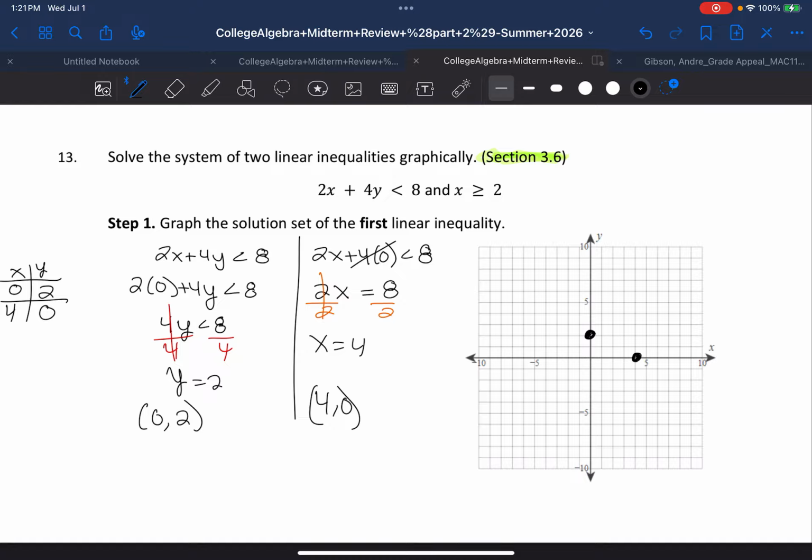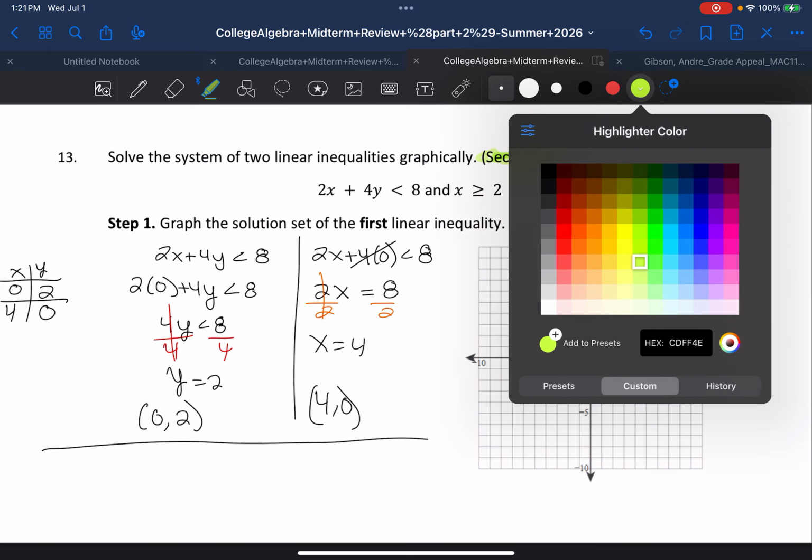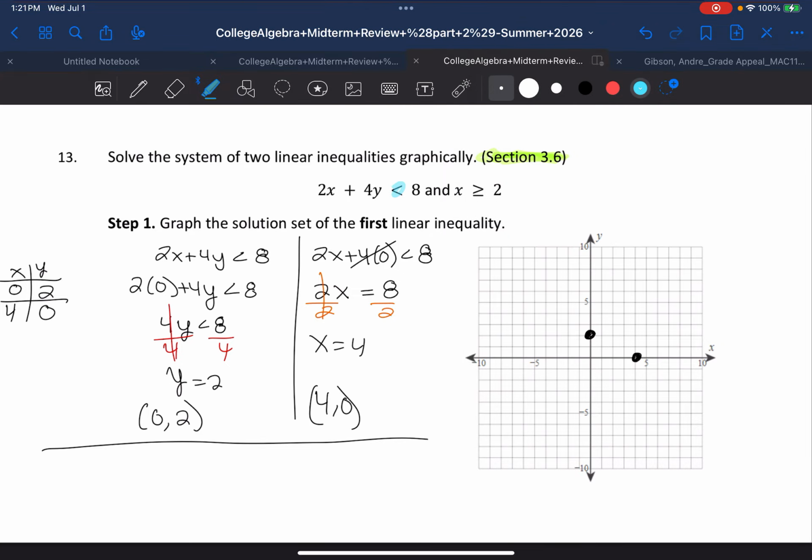And then I need to determine whether this is a dotted or solid line, because it is an inequality. So remember, up here, this is strictly less than. It cannot equal. So the line will be dotted or dashed.